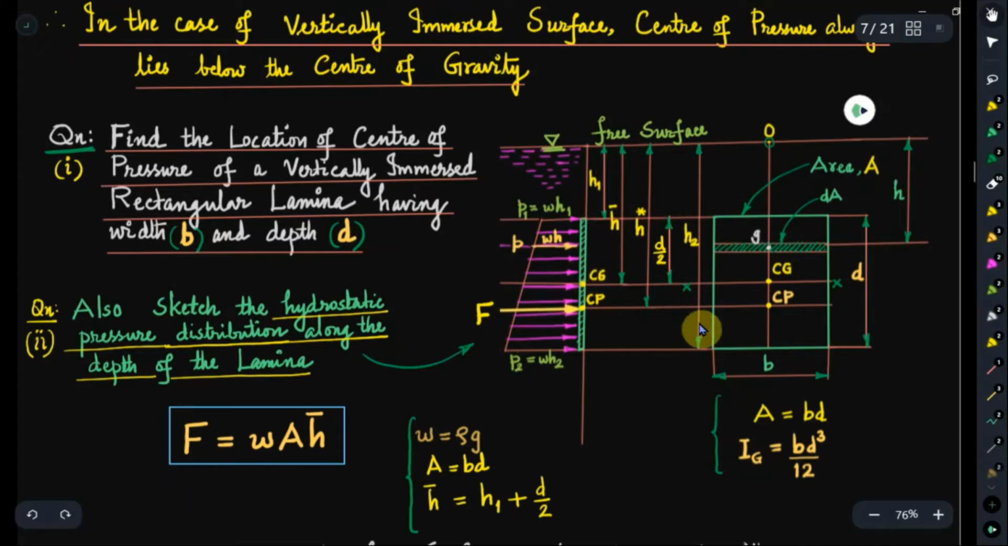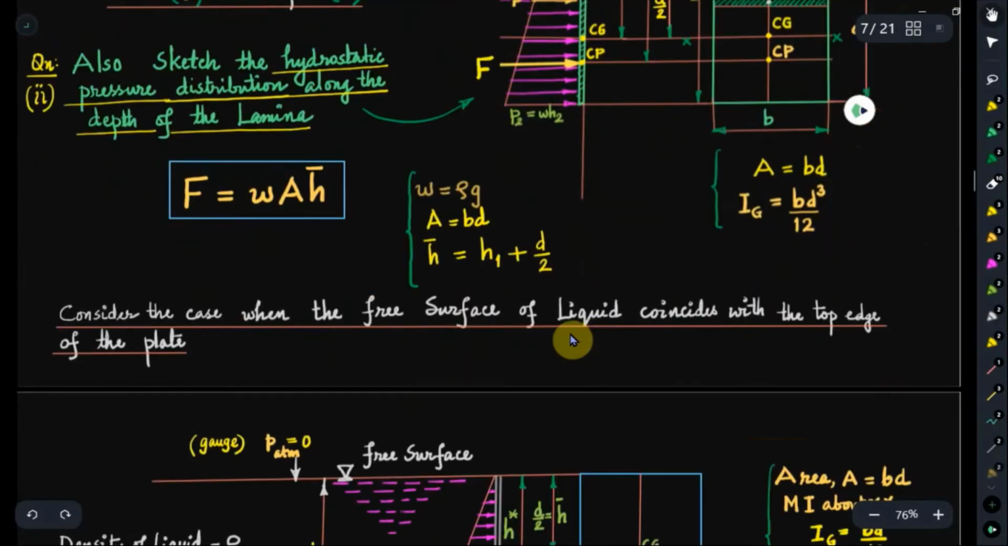Now, we will consider that case and find out an expression for the center of pressure location, that is H star. We already know that F is equal to W A H bar, the magnitude of the resultant hydrostatic force acting on the vertically immersed surface. Even on an inclined immersed surface, this magnitude will remain the same. Only the expression for H star changes.